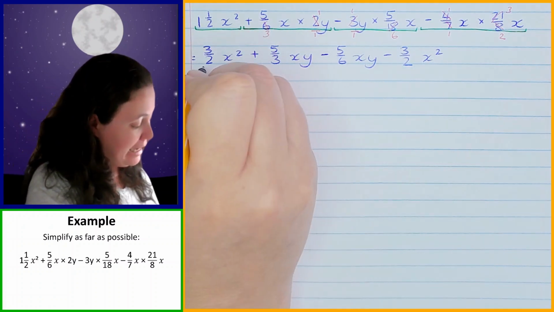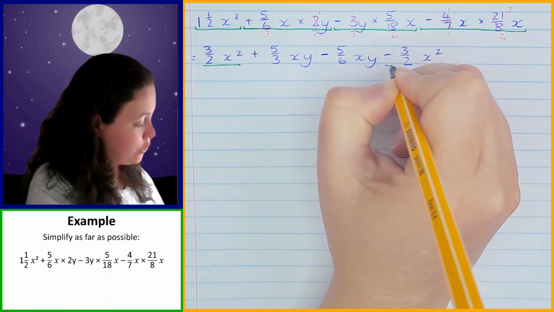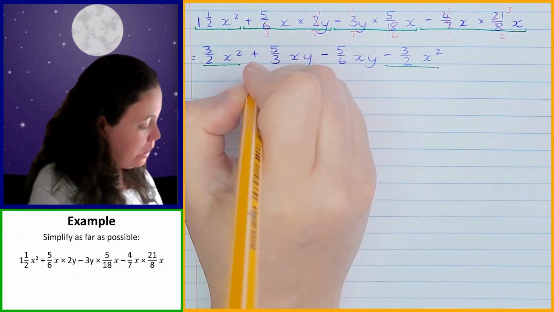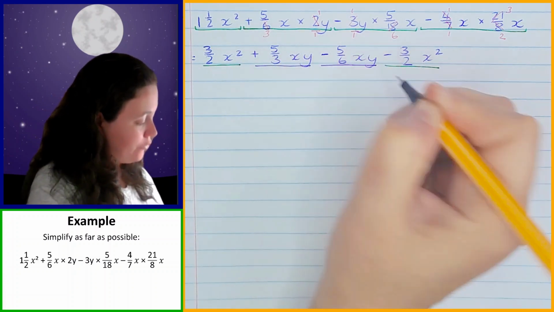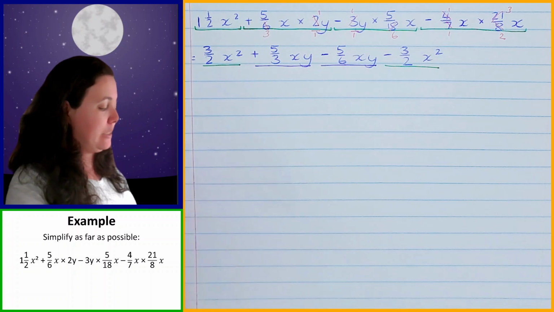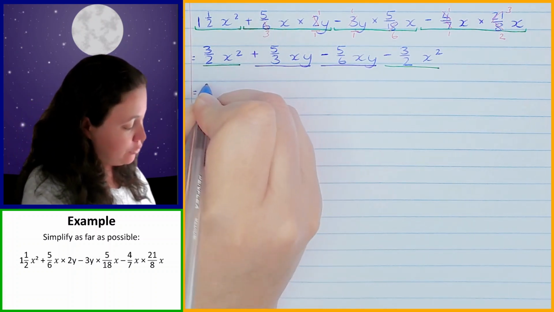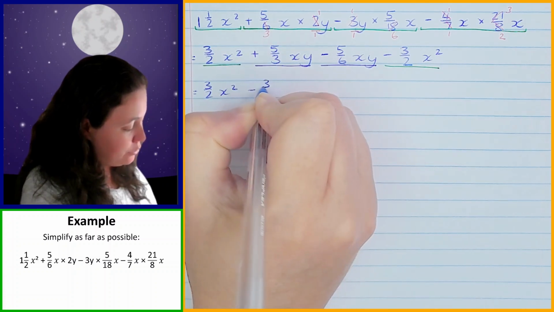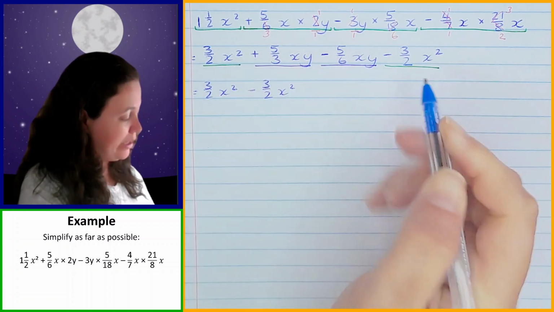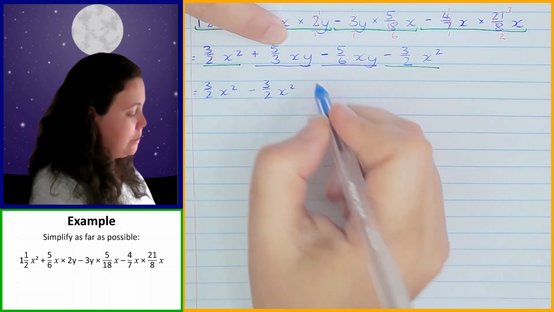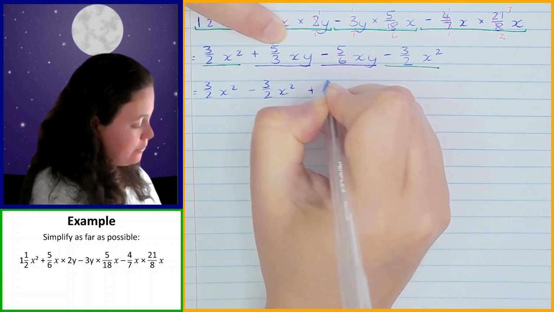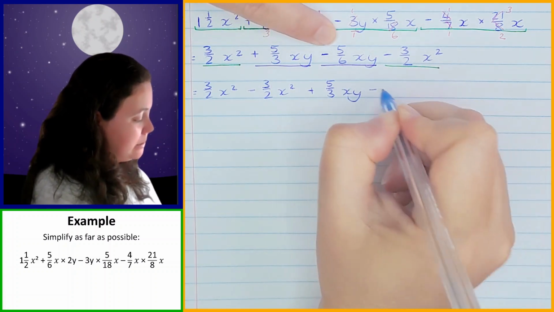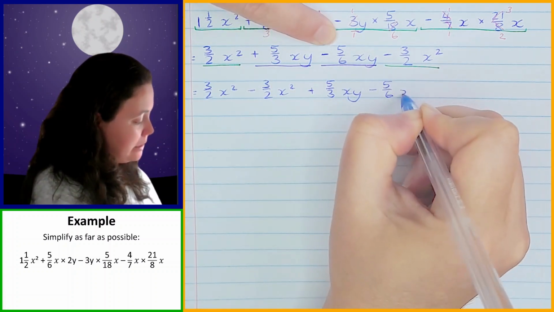First of all, I've got an x squared over here, and I've got an x squared over there. Then I've also got xy over here and xy over there. Okay, so I'm going to collect my like terms, writing them together. So I've got 3 over 2 x squared minus 3 over 2 x squared. So that's those ones. Then I've got plus 5 over 3 xy and minus 5 over 6 xy.